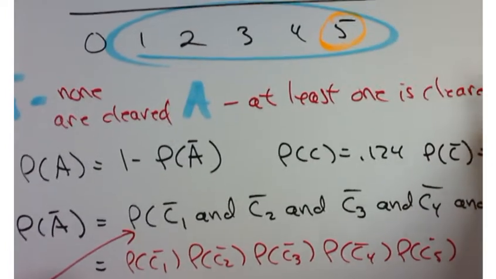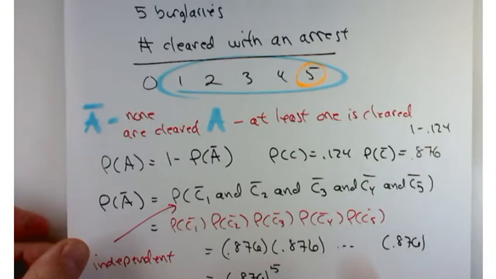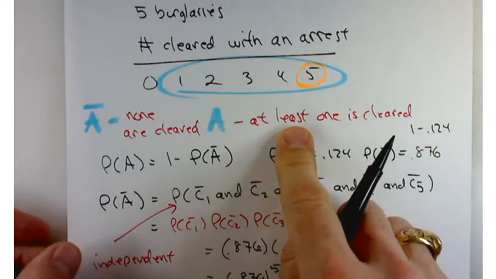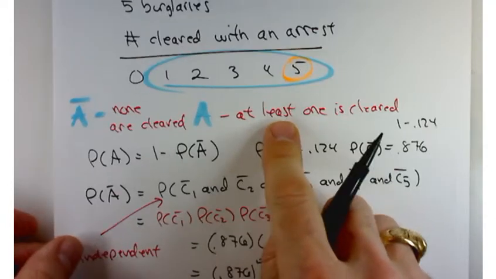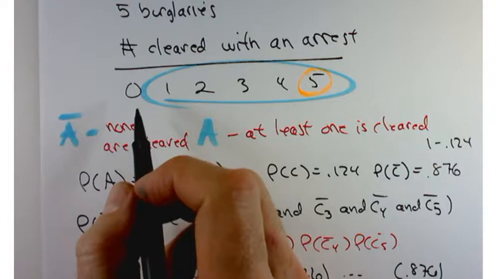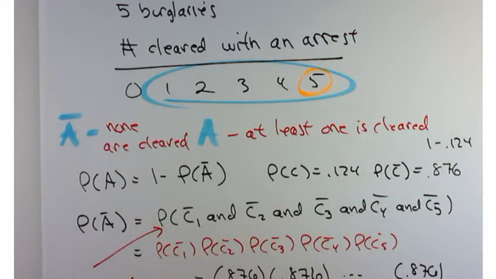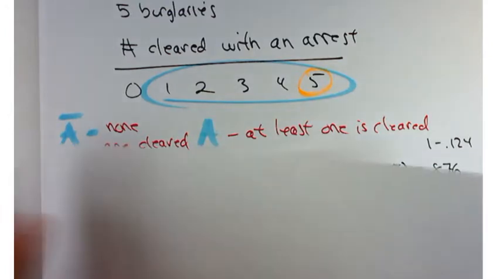Okay, good. Your clue in using the complementation rule is when you see things like "at least one" or "at most," etc. So in looking at all the different things that can happen, you could calculate this event of at least one is cleared directly. But that'd be a lot of work, Chuck. Let's take a look here at what that would involve.